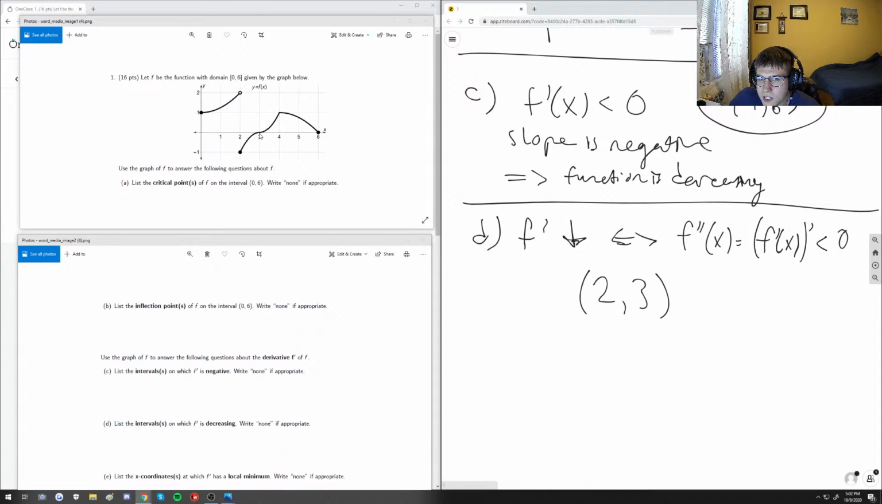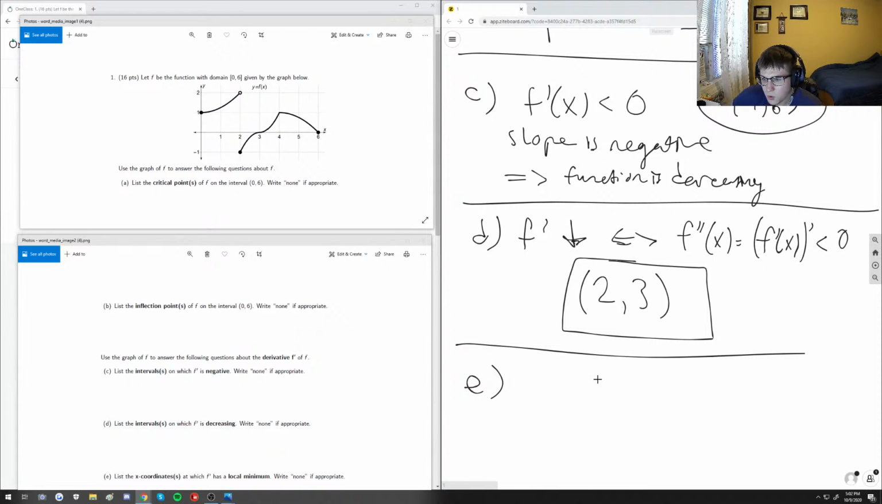Going from here, it's increasing less, but then it increases more, and then it's decreasing less, but then it starts decreasing more. So f double prime is greater than 0 here, and here it is only less than 0 from the interval 2 to 3. So I'd say 2 to 3 is our answer here. And list the x coordinates at which f prime has a local minimum.